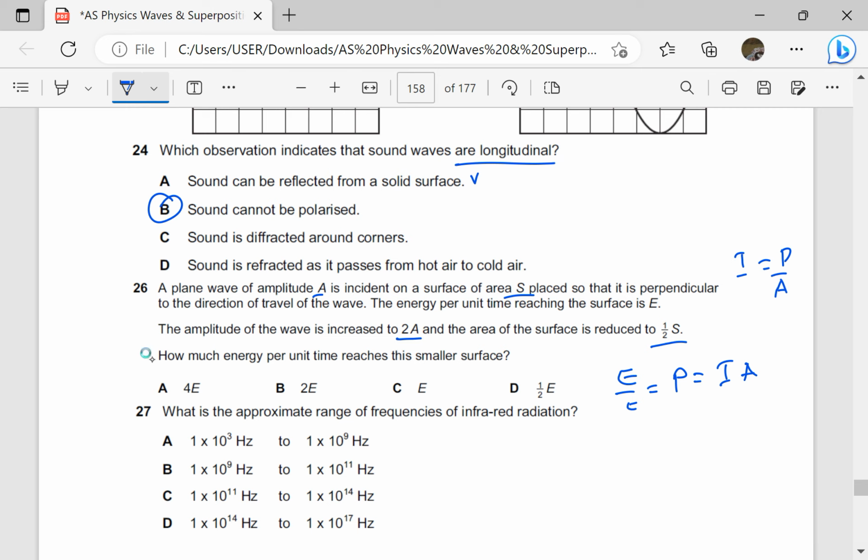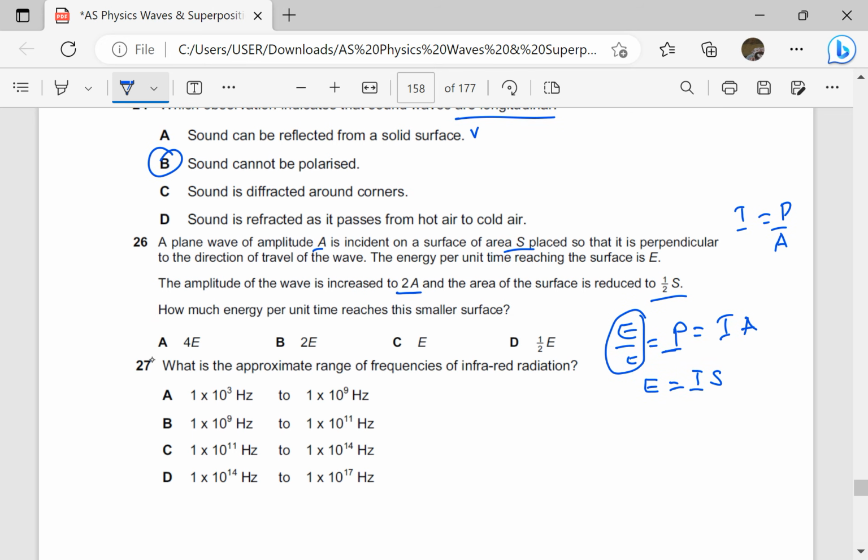They have just told us that energy per unit time is E, which is power. So E is going to be intensity times area. The intensity is not known. I will call it I1, and the surface area is given as S for the first case. For the second case, the energy is not known. I'll call it E2. The intensity is not known. I'll call it I2. But the surface area has been reduced to a half of S. So the question is, how much energy per unit time reaches the smaller surface?